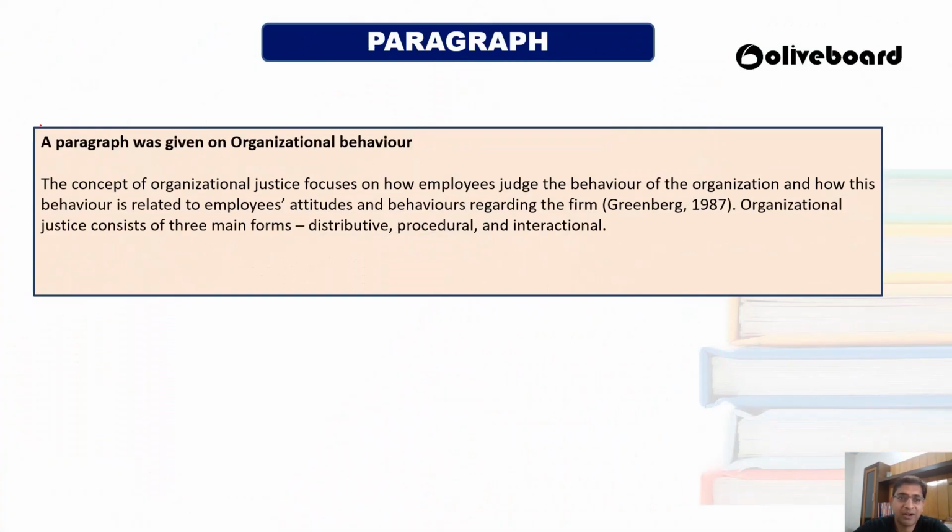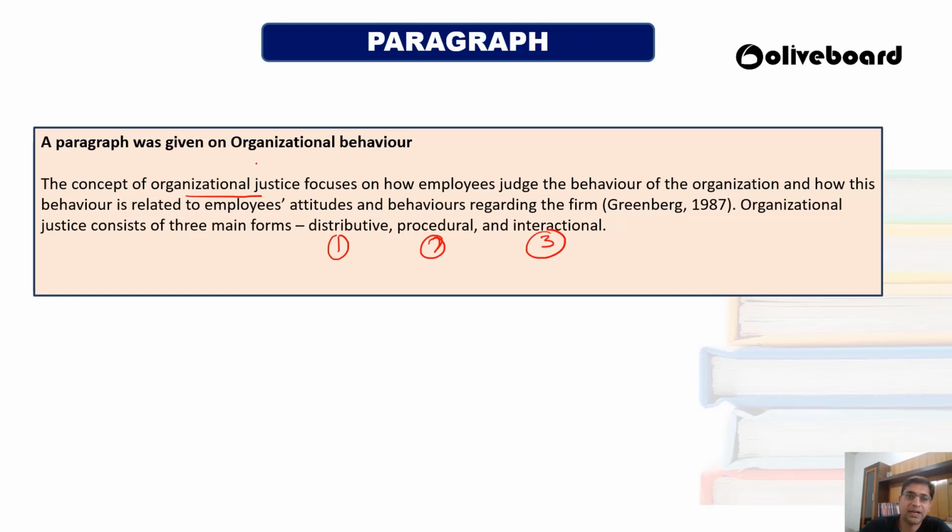Okay, now a paragraph based on organizational behavior, the concept of organizational justice. Organizational justice focuses on how employees judge the behavior of the organization and how this behavior is related to employee attitude and behavior regarding the firm. Organizational justice consists of three main forms: distributive justice, procedural justice, and interactional justice.